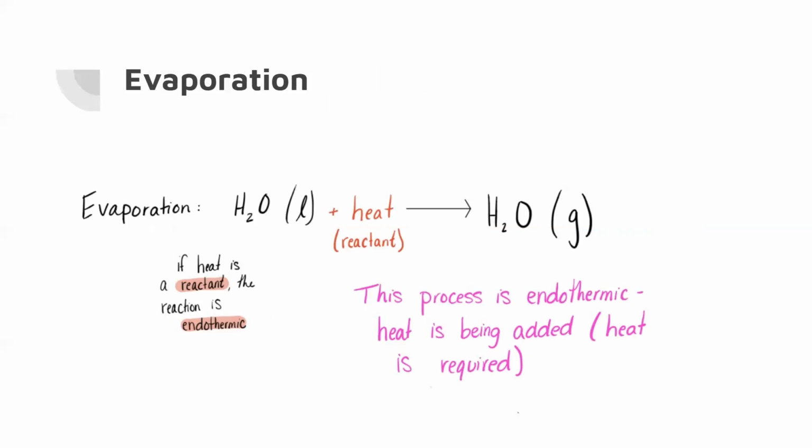So here we have evaporation, which is one of the phase changes. That is when you are going from a liquid to a gas, as we've shown above in the chart. You're starting off with a liquid of water, H2O, and you're adding heat to that reaction, and you're ending up with H2O as a gas. Because that heat is being added to the equation, it is a reactant. So if heat is a reactant, the reaction is considered endothermic because the heat is required for that reaction to occur.